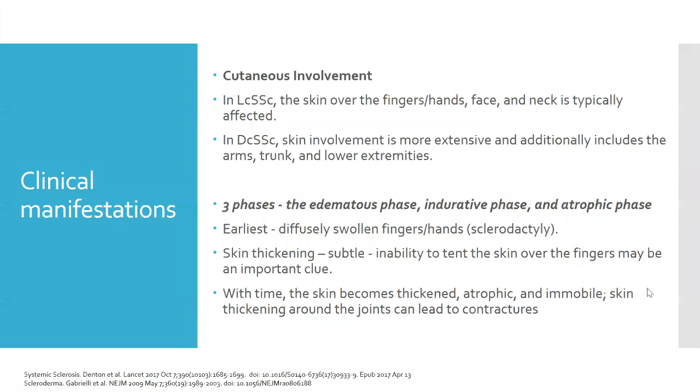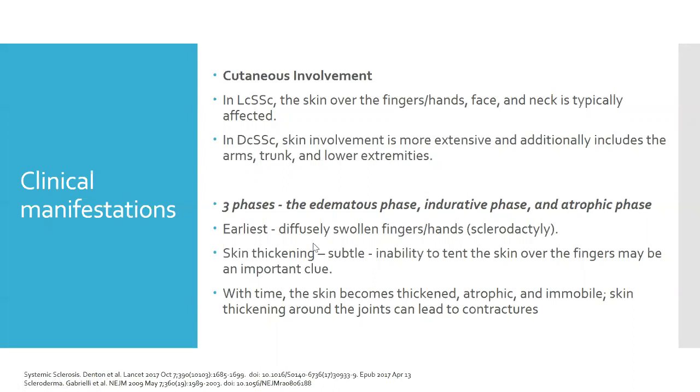Talking about overall clinical manifestations of scleroderma, we know that cutaneous involvement is the most important organ involvement. As I mentioned, limited is usually limited to the skin over the fingers, the hands, the face, and the neck. With diffuse, you have involvement of the arms, the trunk, and lower extremities. They go through these phases, which are the initial edematous phase, and then the indurative and the atrophic phases. Some of the earliest changes that we see are sclerodactyly, which is diffusely swollen fingers and hands, and this progresses into skin thickening.